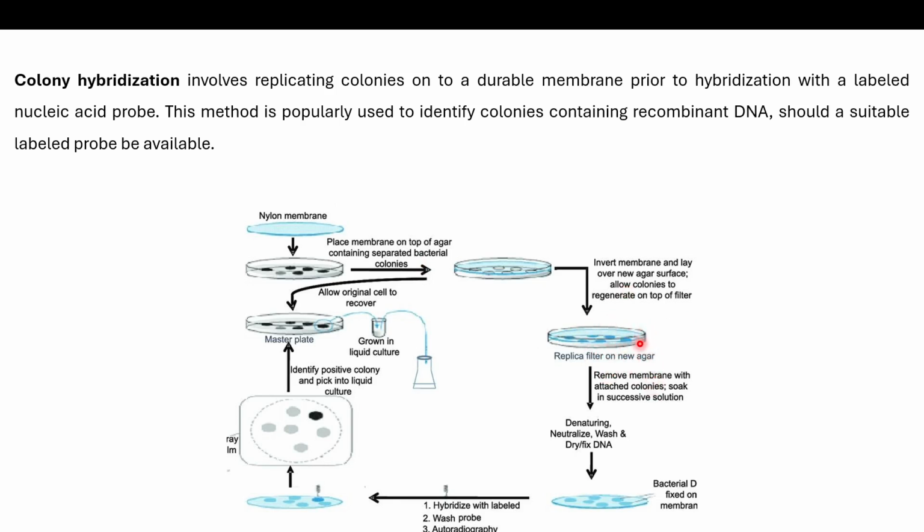And then what you do is you remove the membrane. The membrane is already there. The membrane will have the colonies attached. Now what you do is you soak that, or use that membrane for lysing and denaturing the cells, and fix it on the membrane. Okay, after lysing the cells.